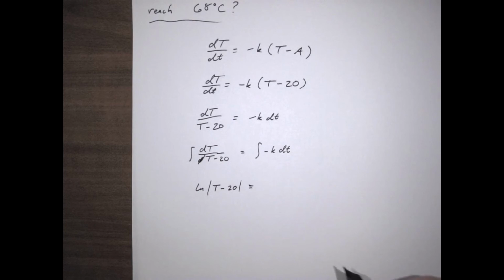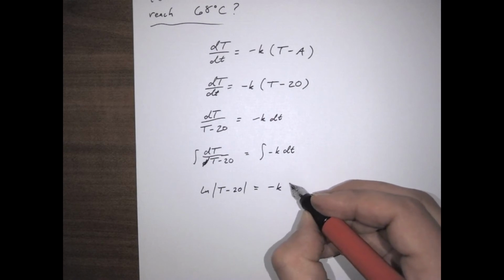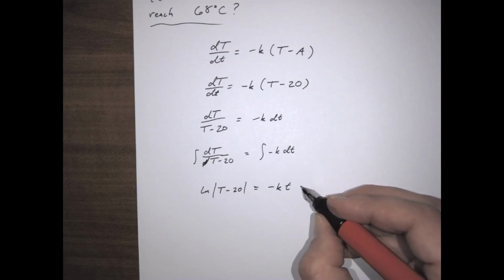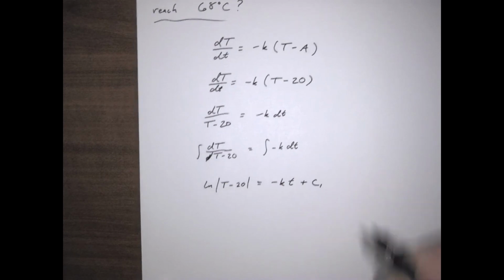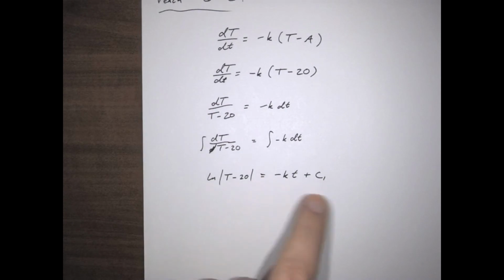Since we're talking about a thing that is cooling, it wouldn't make sense for it to cool below room temperature, so I could actually drop these absolute values if I wanted. I won't worry about that though. And if you integrate just a constant with respect to t, that will just turn it into that constant times t plus an arbitrary constant over here. All right, so we have here two pieces of this that are unknown to us. We have the k and we have the c1.